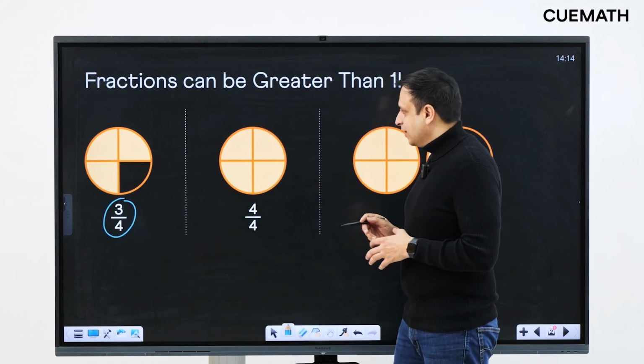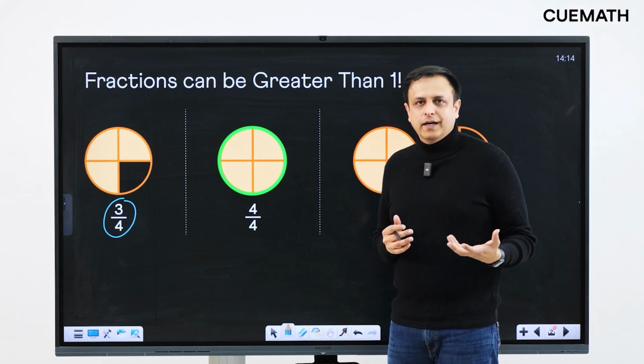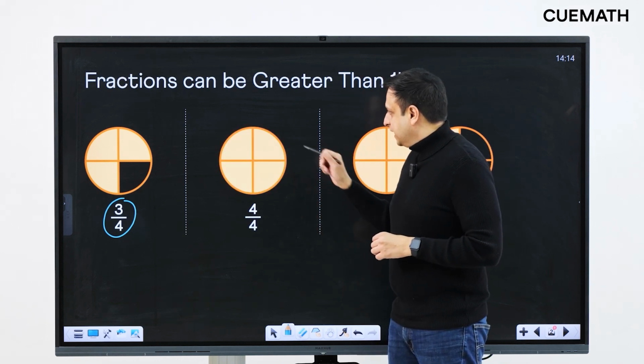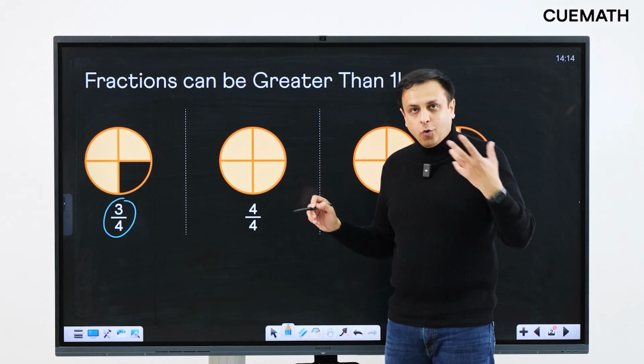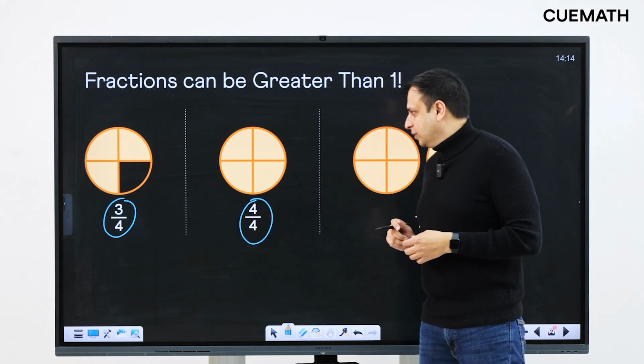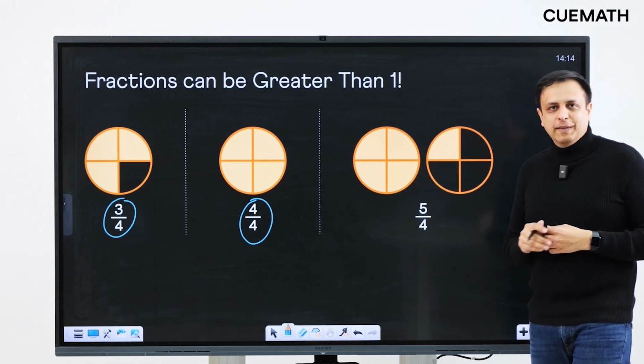In this picture, the whole has once again been divided into 4 equal parts and all of those 4 parts are shaded. So the shaded region here represents the whole, the fraction 4 over 4. And once again, we already know this. But what about this picture over here?